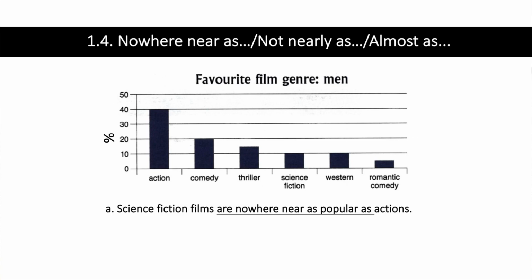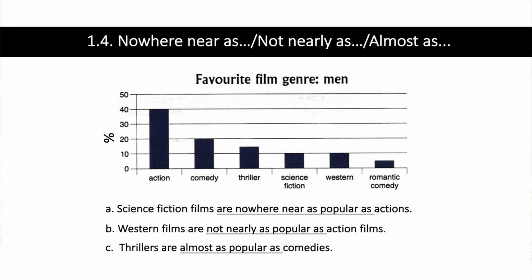If the difference between the two categories is big, you can use phrases such as nowhere near as or not nearly as. For instance, science fiction films are nowhere near as popular as action for men. Western films are not nearly as popular as action films. So the difference between these two is huge. If the difference is small, you can use almost as. For example, thrillers are almost as popular as comedies for men.